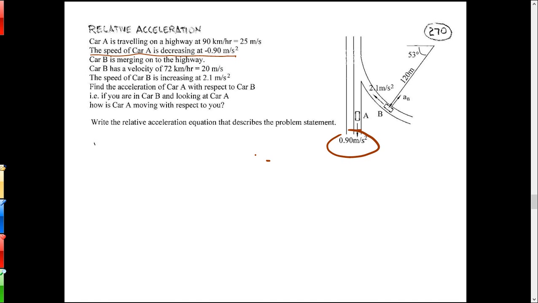Now B is merging onto the highway. B has a velocity of 20 meters per second. The speed of car B is increasing at 2.1 meters per second squared. So that's tangential. Okay, that's right along the curve. Let's find the acceleration of A with respect to B. So again, we're in B looking at A. We want to see what B is doing.